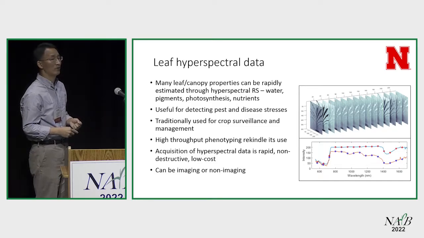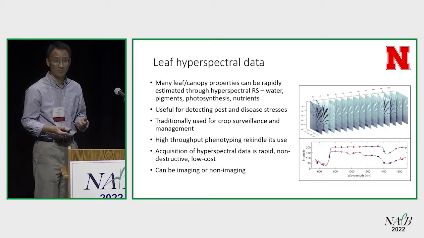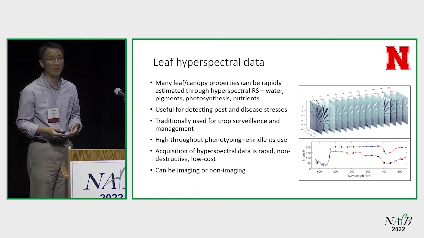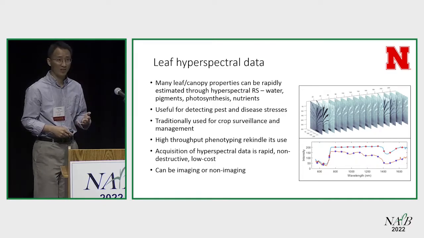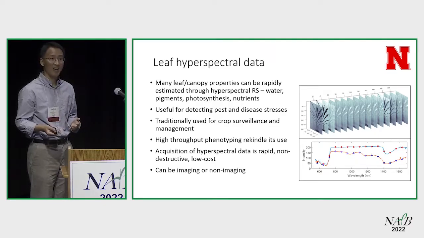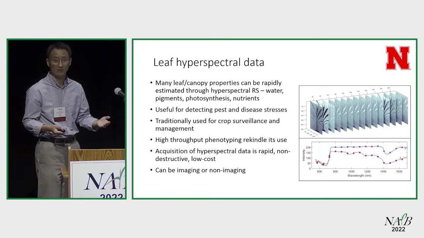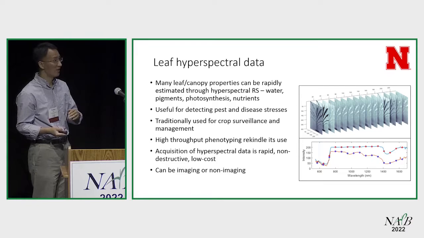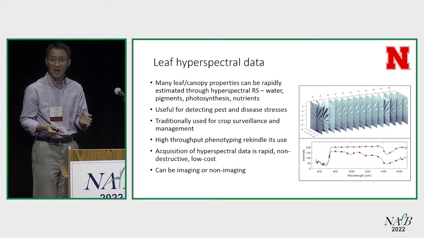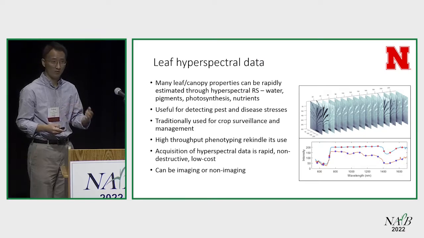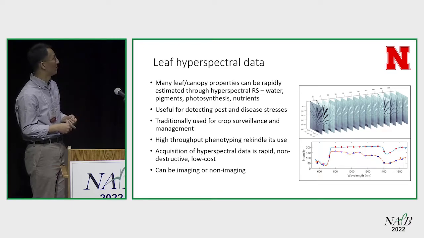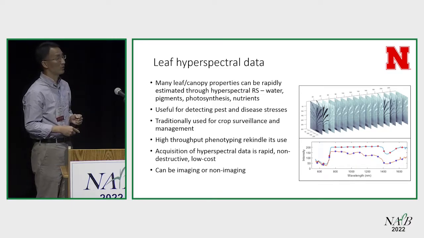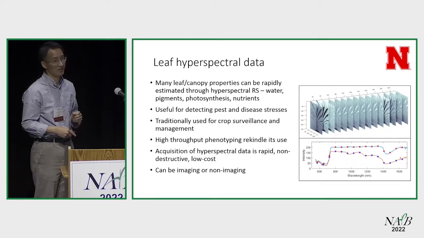And the hyperspectral technology isn't new, right? It is traditionally used for crop surveillance and management, particularly in the satellite and aerial remote sensing community. And high throughput phenotyping sort of rekindled its use. You see a lot of mention of handheld devices that breeders want to carry to the field to take in-situ measurements, or a lot of research on how to get hyperspectral cameras or spectrometers on ground vehicles and drones for measurement. It all comes from this kind of motivation. And acquisition of hyperspectral data can be rapid, non-destructive, and low cost.